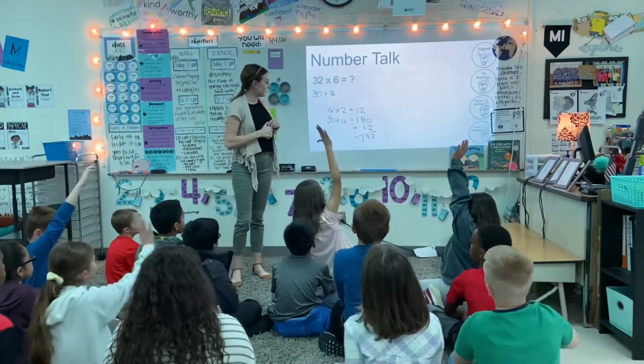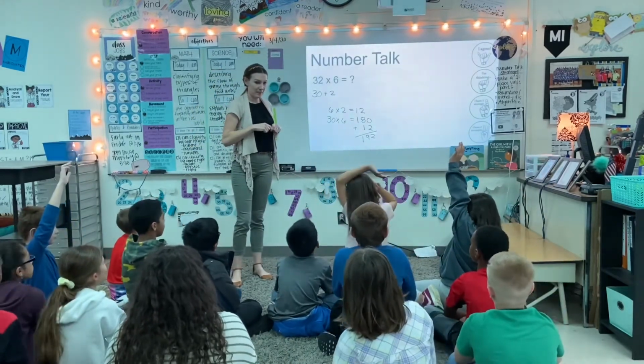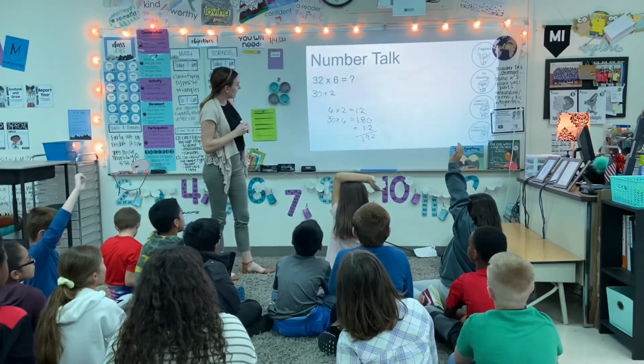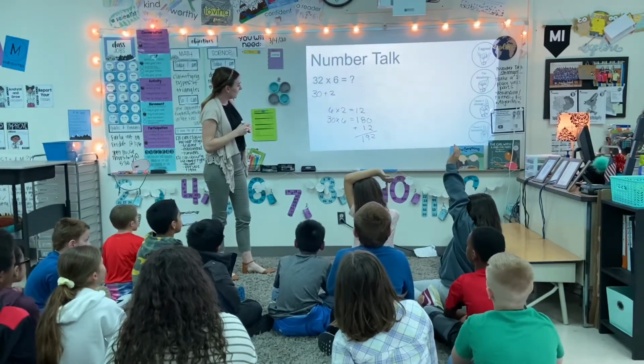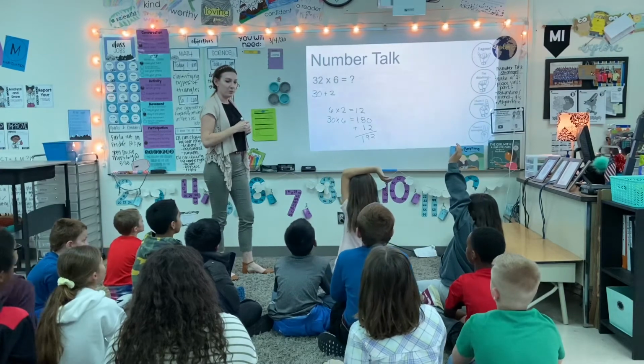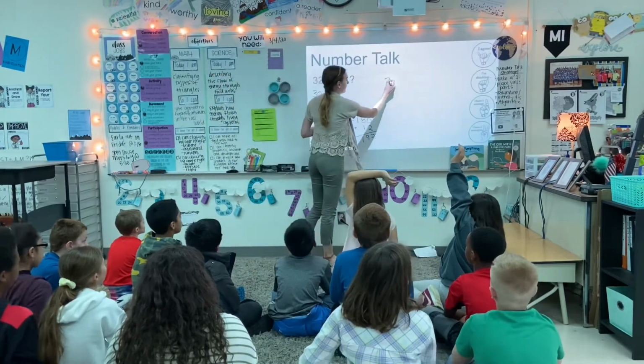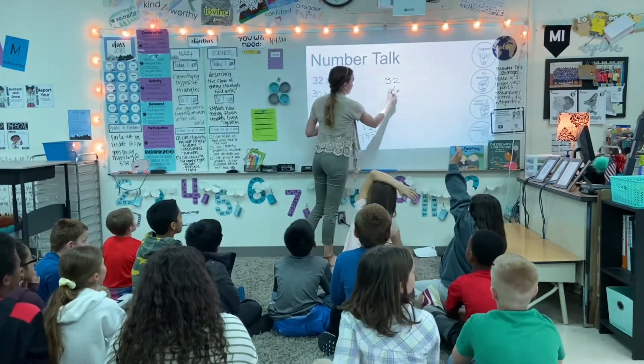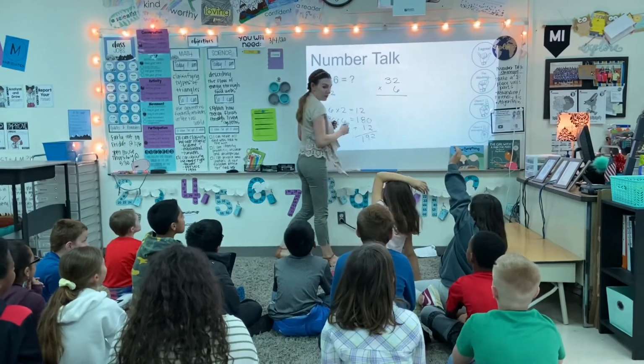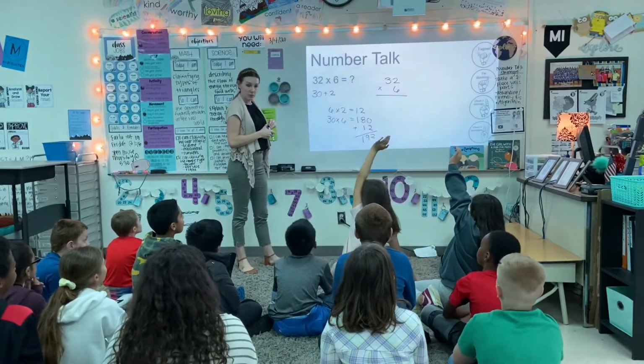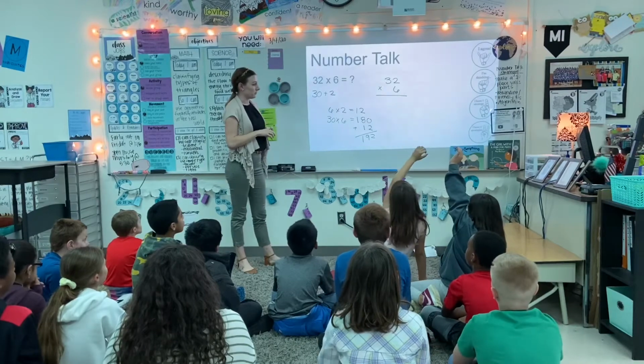Yes, sir. I just stacked 32 and 6 and I multiplied them and got 192. How did you multiply them? You just stacked them, you said? Yes. So you set up like a standard algorithm multiplication problem? Okay. Walk me through the steps that you used.